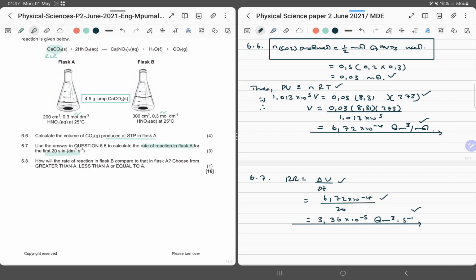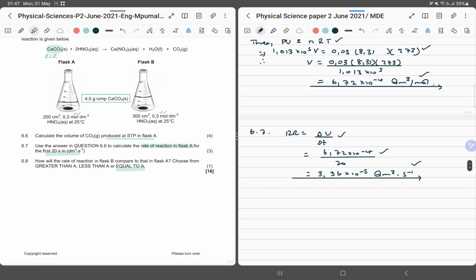Now how will the rate of the reaction in flask B compare to that in flask A? Choose greater than, less than, or equal to. It has to be equal to. Why? Because we're using the same concentration. The volume doesn't matter. What matters is the concentration. So basically 6.8 is that it will be equal to.